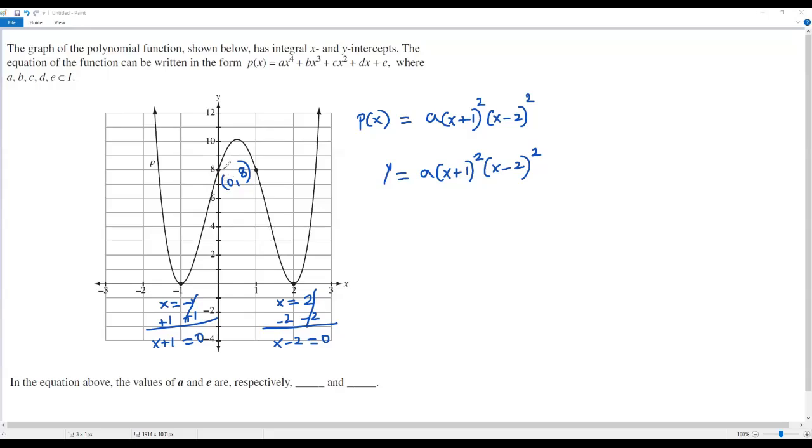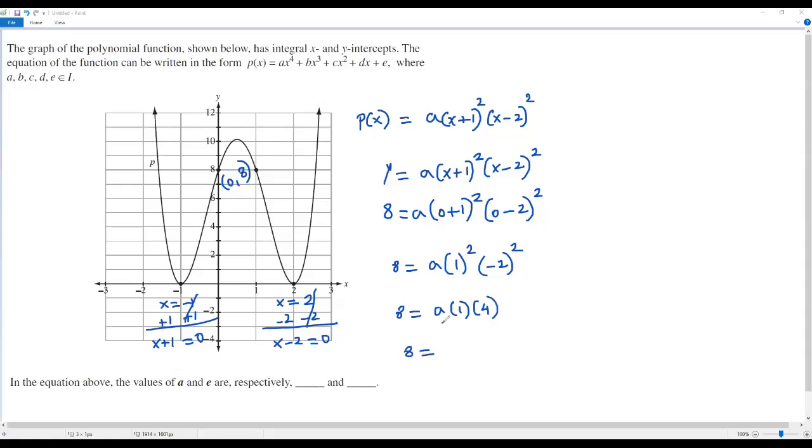Since the graph is passing through the y-intercept (0, 8), I can plug in 0 for x and 8 for y into this equation. Let me do it. I plug in 8 for y, and a times (0 + 1) the whole square and (0 - 2) the whole square. Then I get 8 equals a times (0 + 1), which is just 1 square, and 0 - 2 is -2, the whole square. 8 equals a times 1 square, which is 1, and (-2) the whole square is 4. So 8 is equal to a times 1, which is a, and a times 4 is 4a.